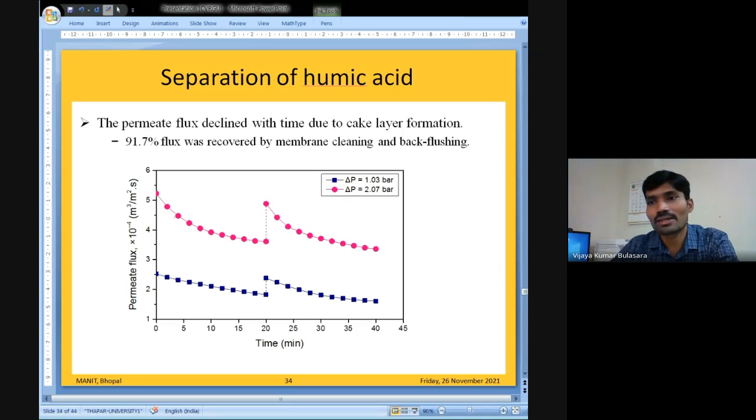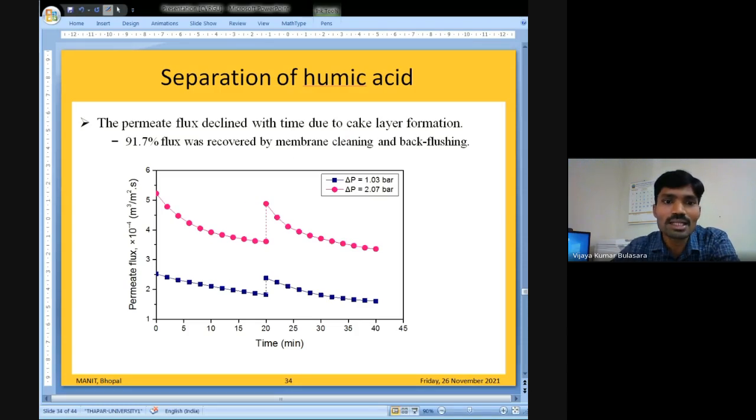Initially, when we used water permeation, we did not have any impurities or solutes to block the pores, but here we have solute, that is humic acid particles. They are blocking the pores, and causing fouling to the membrane due to the formation of a cake layer.